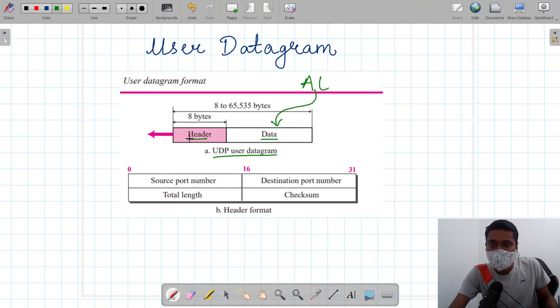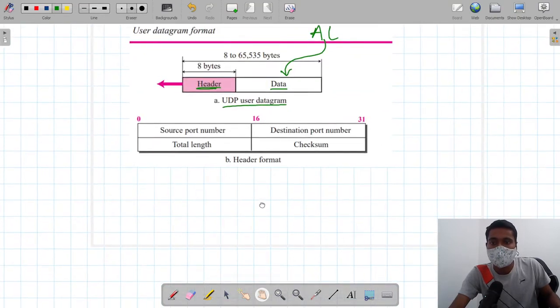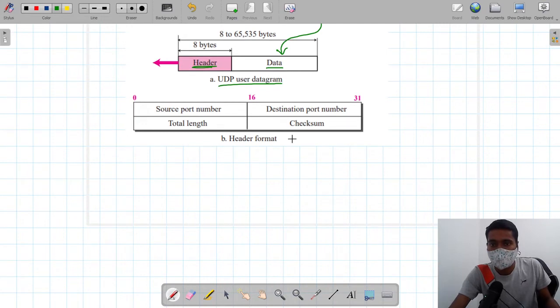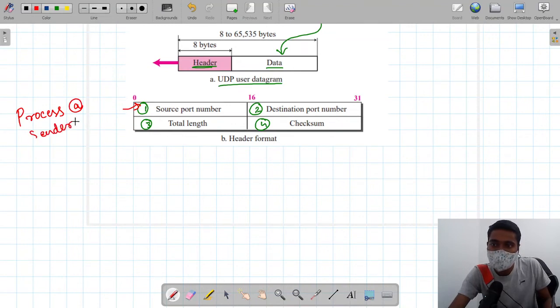Now we are going to study the header. This is the header of the UDP user datagram itself. The header consists of four main components: source port number, destination port number, total length, and checksum. What is the source port number? There will be a process executing at the sender side. That process will be associated with a port number, so we will store that port number in the source port number. In the destination port number, at the receiver end, there will be some process at the respective host, and that would be stored in the destination port number.